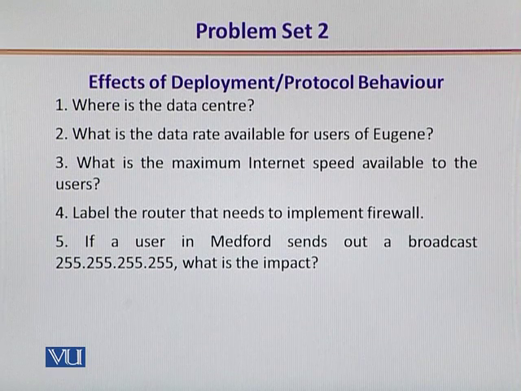For users coming from the Eugene network, what is the data rate available to them? What is the maximum internet speed which is available to all the users? You should also be in a position to label the routers which must implement firewall. And you can look at a scenario in which if there is a user in Medford city, if it sends a broadcast, what is the impact? So this will give you a fairly good understanding about the behavior of routers, the behavior of switches.